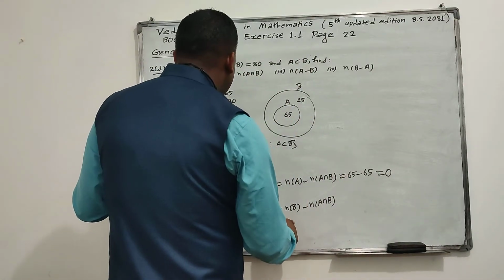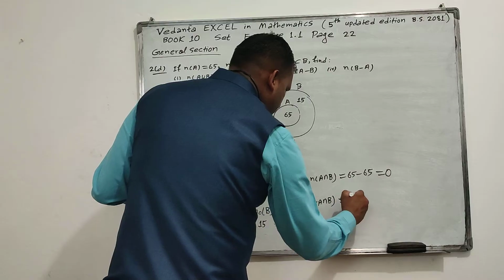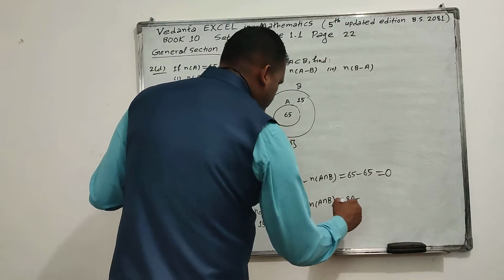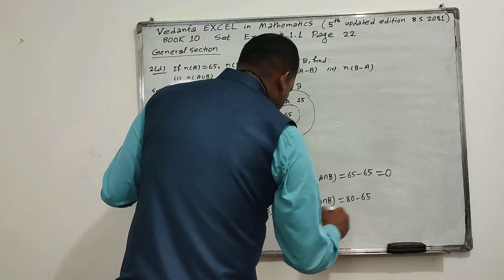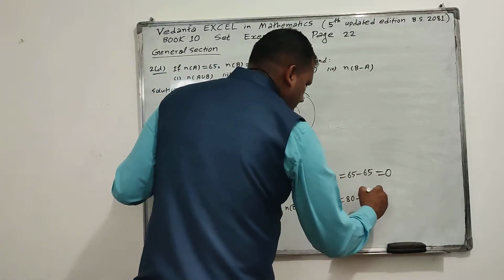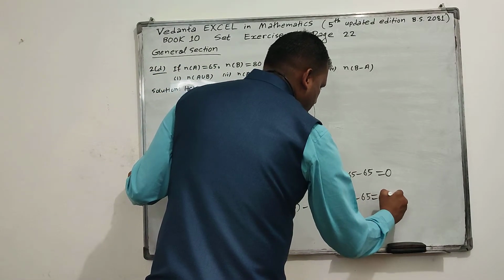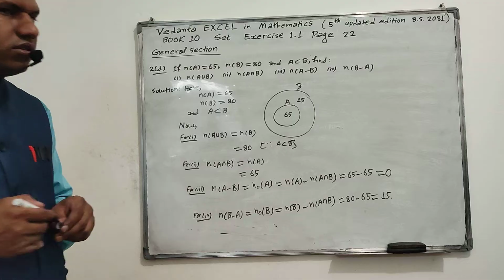Number of B is 80 minus number of A intersection B, which is 65. 80 minus 65, that is 15. This is the answer for today.